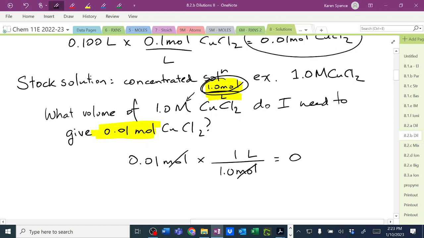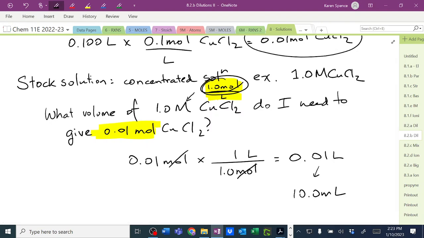And so this is a really boring question. We just get 0.01 liters, which you normally wouldn't write like that. Normally you'd write it as milliliters because you're going to measure it in a container that gives milliliters. So that would become 10 milliliters. I'm playing fast and loose with my sig figs here. I'm just ignoring them completely.